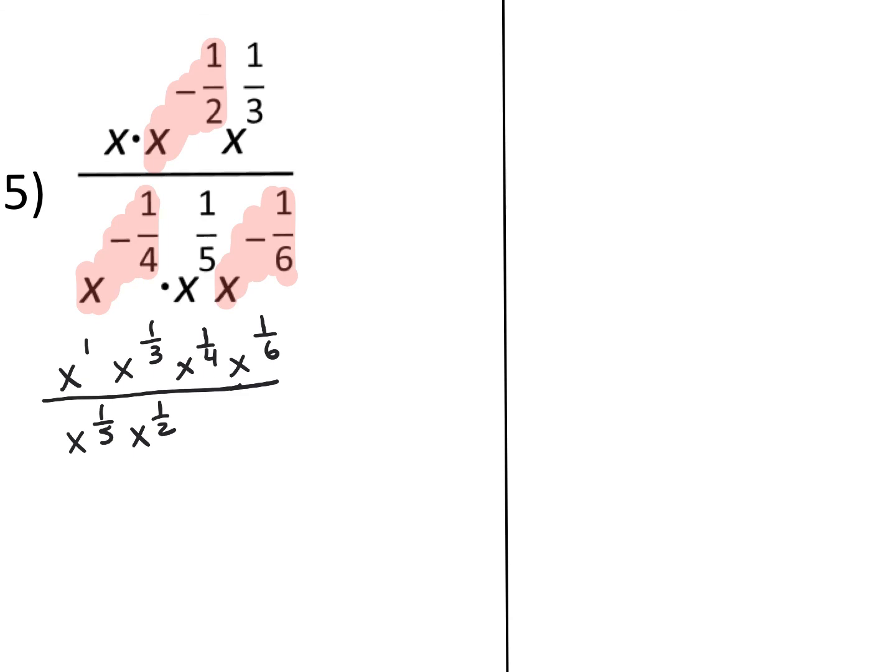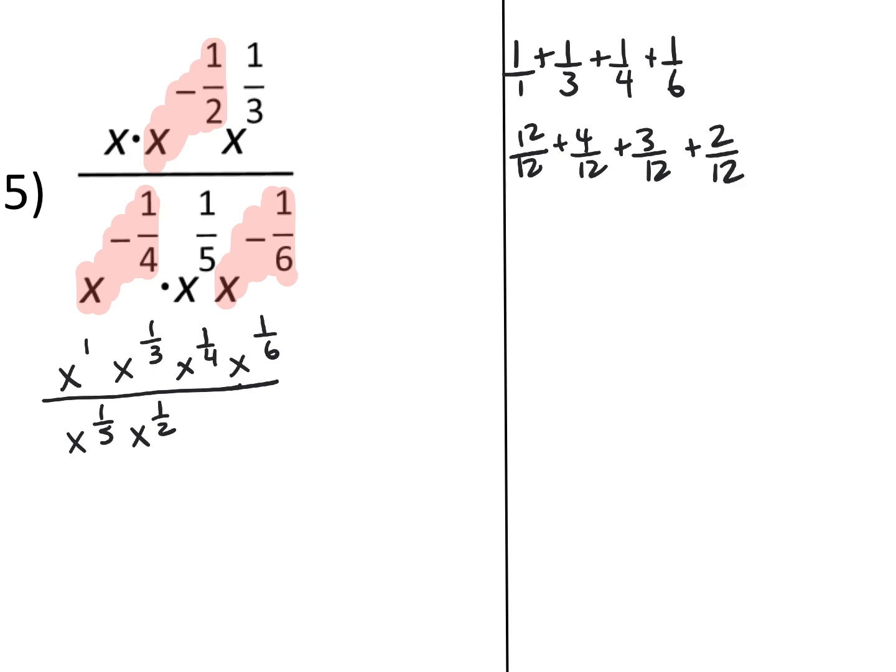So off to the side here, I need to add together 1 plus 1/3 plus 1/4 plus 1/6. This is a 1 over 1, so these can all go to 12s. So it's 12 over 12 plus 4 over 12 plus 3 over 12 plus 2 over 12. So that becomes 12 and 7 is 19 and 2 is 21 over 12, which reduces to 7 over 4. So on the top, I have x to the 7 over 4.